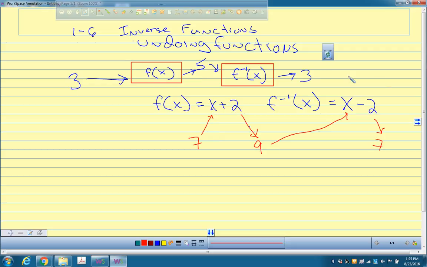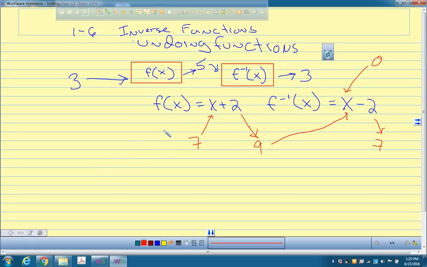So if I were to take a number like 0 and put it in here, what do I get out? 0 minus 2 is? Negative 2. Negative 2, and negative 2 plus 2 is? 0. Okay? So if it's truly an inverse, it will work for every value, either forwards or backwards. Okay? Every value in the domain of both of those functions. Okay?